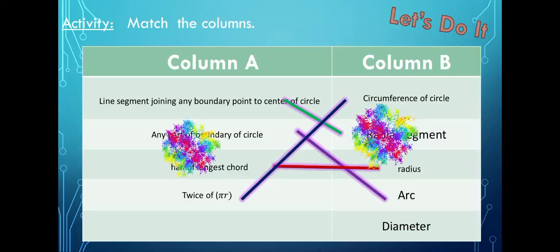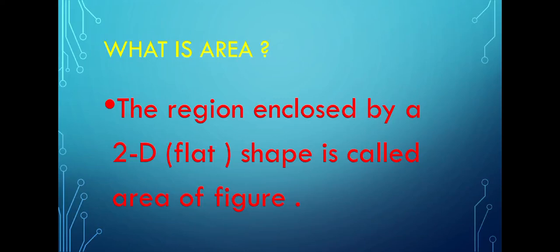Okay, now match the columns. Let's do it. A line segment joining the center to any point on the boundary is called the radial segment, and any part of the boundary of a circle is called the arc. Half of the longest chord is the radius, because the diameter is the longest chord and its half is the radius. Twice pi r is the circumference of the circle. And the region, what's an area? The region enclosed by a 2D flat shape is called the area of the figure.